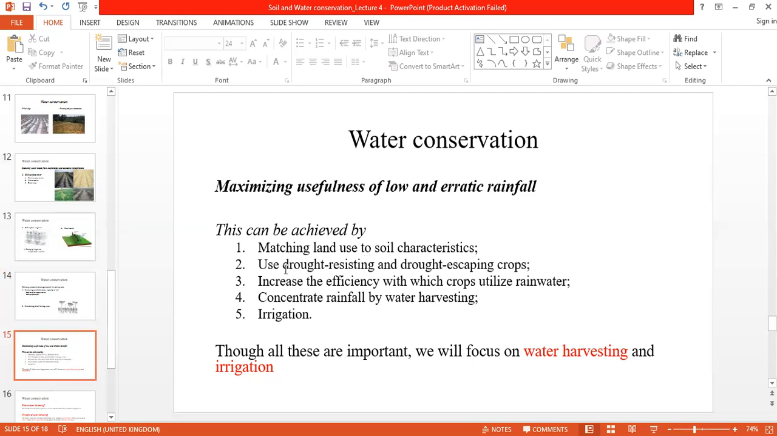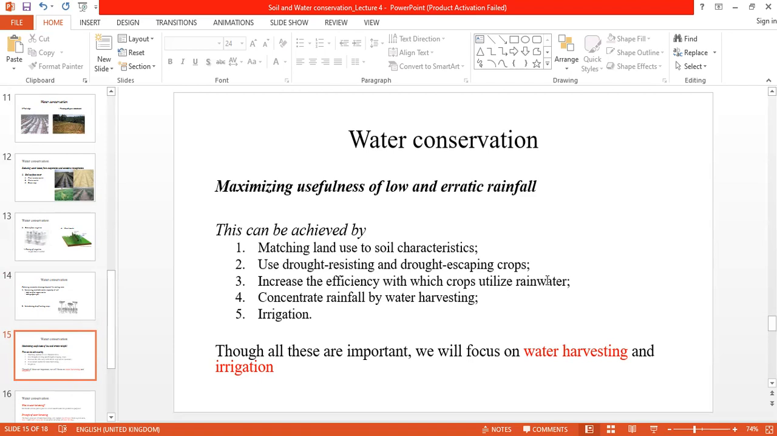Then we can also use drought resistant crops, like we mentioned. For example, you can use sorghum, you can use millet, which only uses a lesser amount of water. Then you can increase the efficiency with which crops utilize water. This has to do with plant breeding, for example, where they breed crops which are able to resist drought.